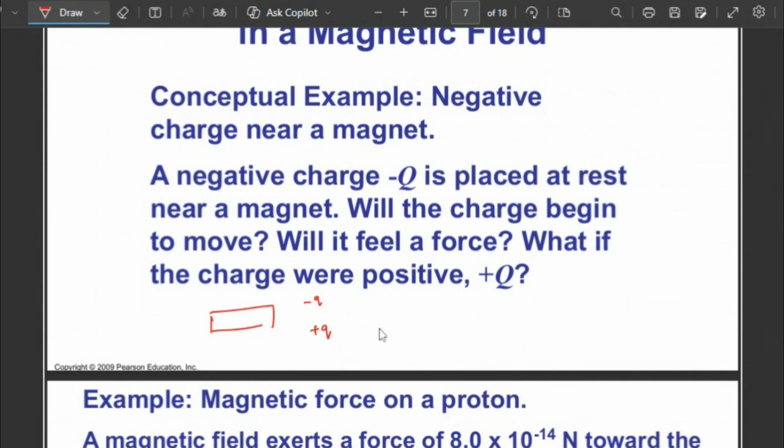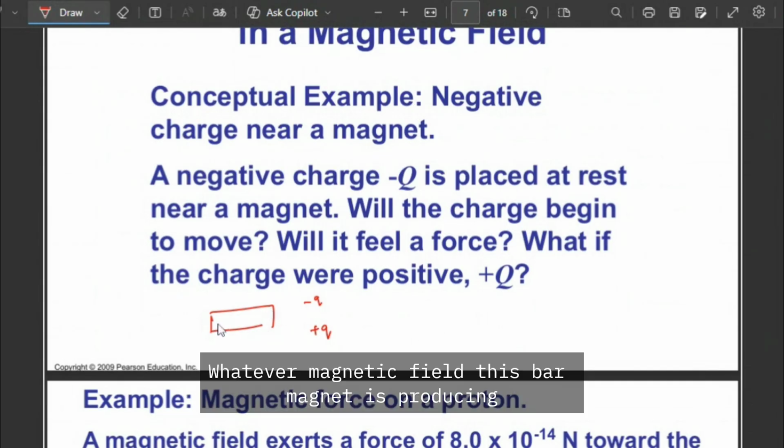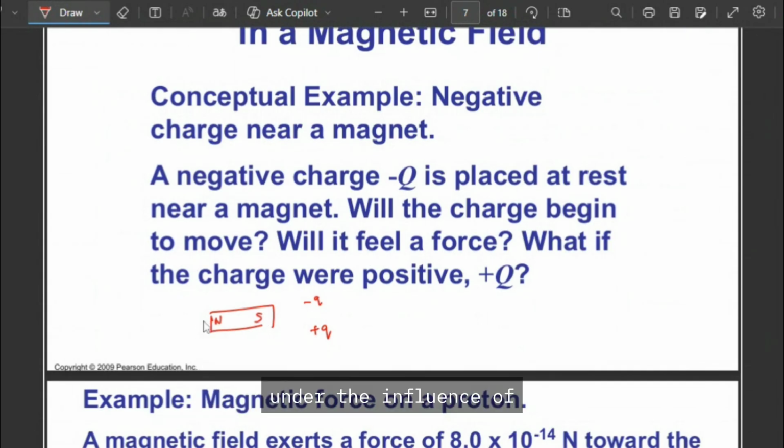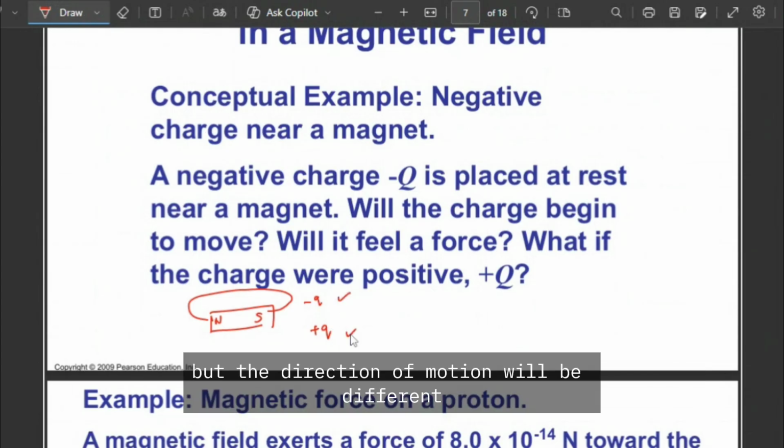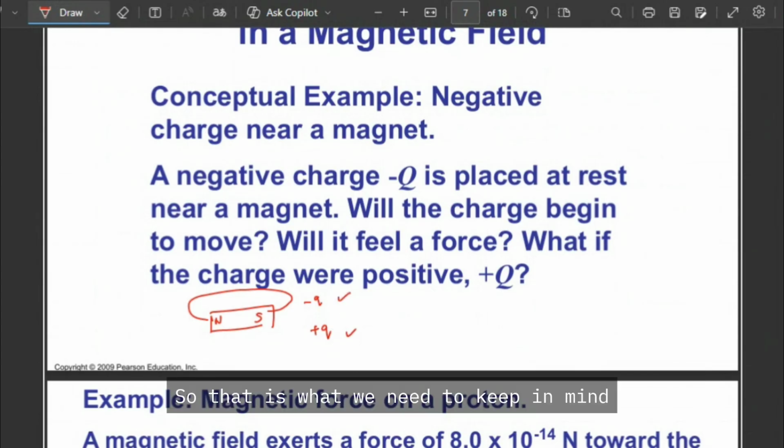You said it right. It depends upon the magnetic field. Whatever magnetic field this bar magnet is possessing, under the influence of that magnetic field, this charged particle might move. So whether it is positive or negative, it will move, but the direction of motion will be different. So that is what we need to keep in mind.